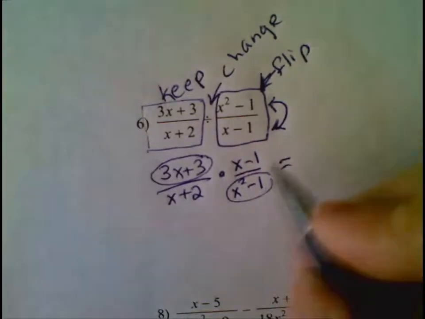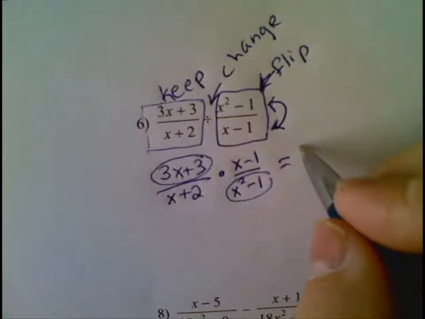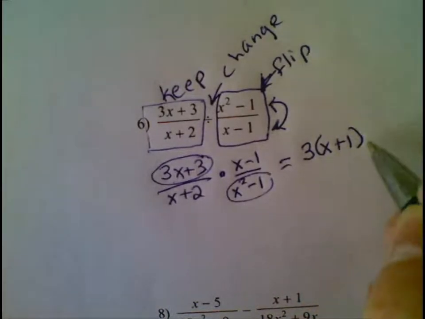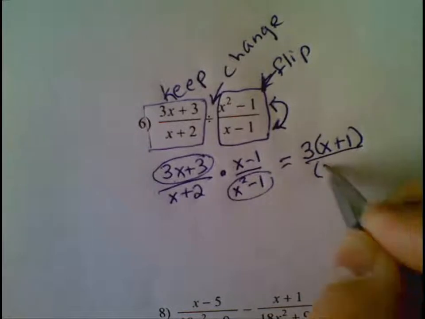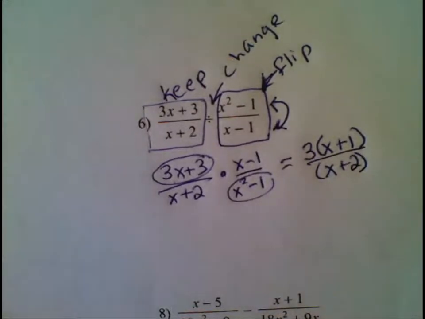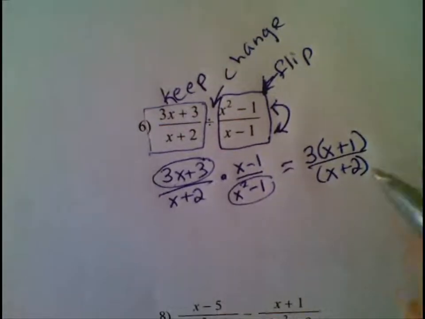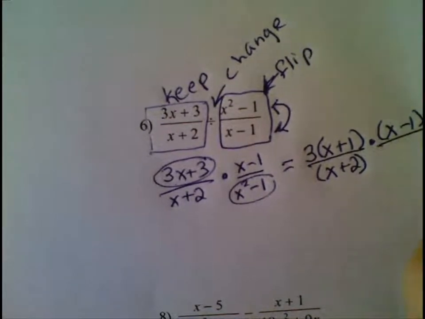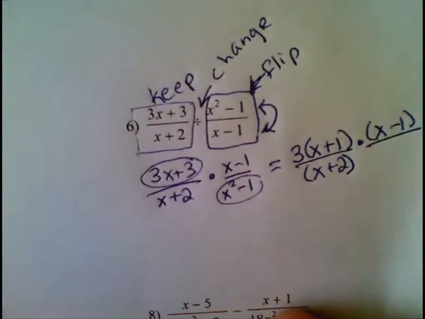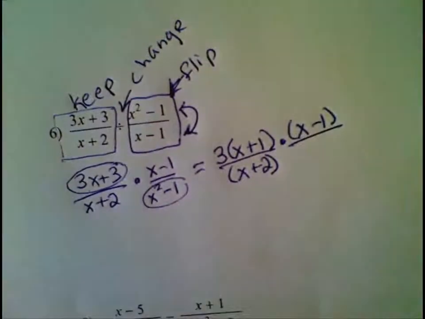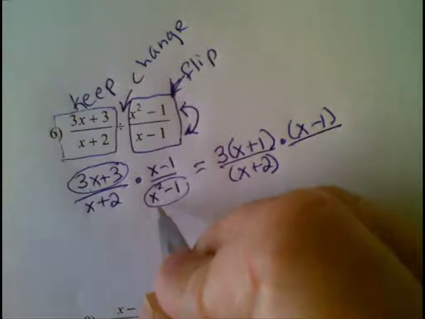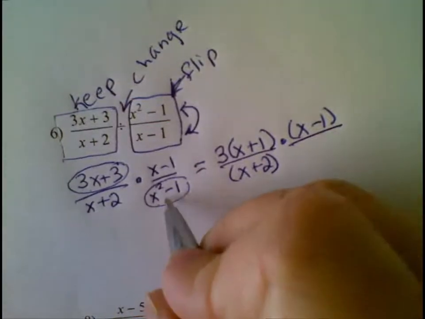So 3x plus 3, we have a 3 in common as a GCF, so we're going to pull out a 3, and we've got 3 times (x plus 1) over (x plus 2), just sticking in parentheses because we always like to stick our binomials in parentheses, times x minus 1 on top, and on bottom we're going to have a difference of squares. We've got x squared minus 1. That x squared is a perfect square, so is 1, and has a minus sign.